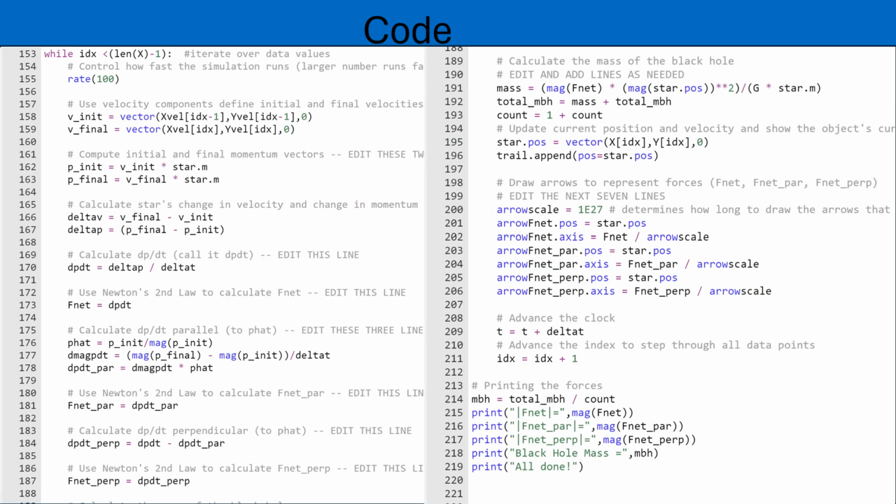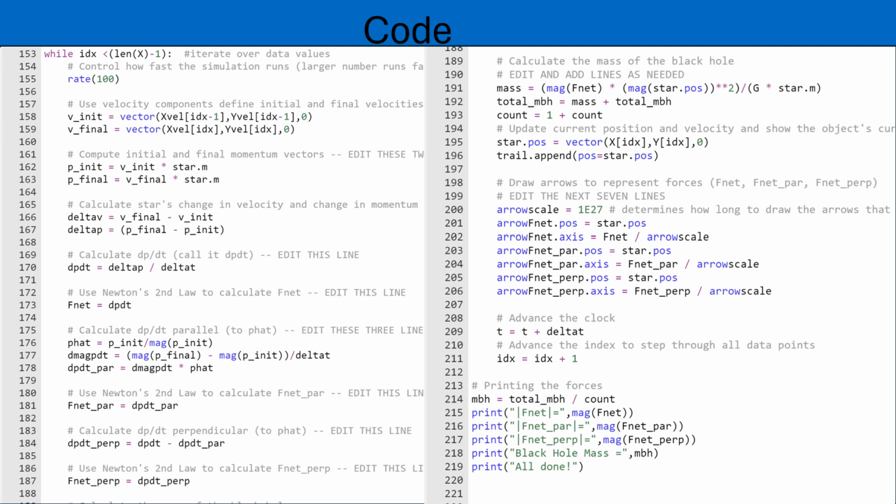Okay, during my code, I found the momentum initial and momentum final of the system, which is just the velocity times the mass of the star. And then I used this to find change in velocity and change in momentum. And then I found change in momentum with time using delta p divided by delta t, and then Fnet equals dp dt. So momentum change is actually equal to Fnet.